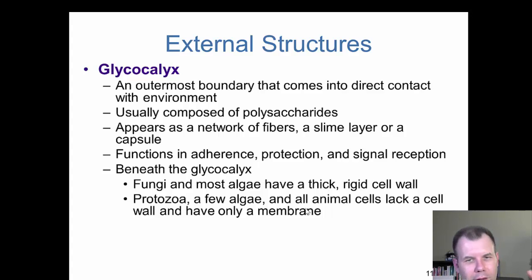So the glycocalyx is on the outside, along with the cilia and flagella, and then now we're moving in. So before we spent a lot of time on the bacteria on the outside, talking about all these outside structures and everything. We're going to quickly move to the inside in the eukaryotic cells.